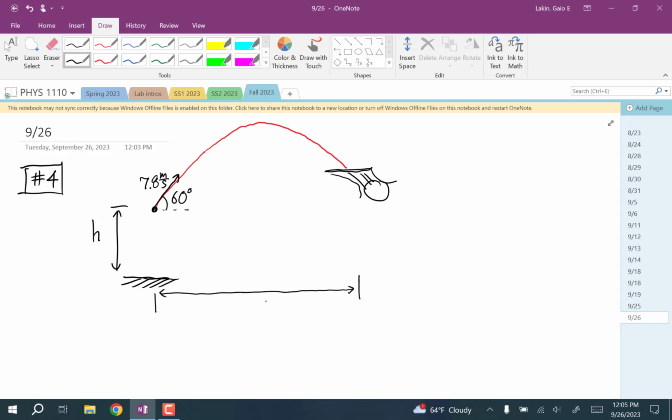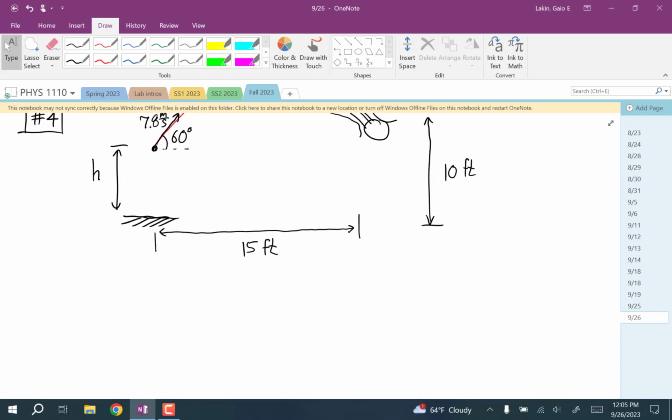Okay, well, let's see. So this is 15 feet. And this is 10 feet. So you have to convert those. And we're trying to figure out the height that it's shot from. And then we're trying to figure out, I think, the displacement vector from where it's shot to the highest point. Okay, so first we have to convert 15 feet and 10 feet.